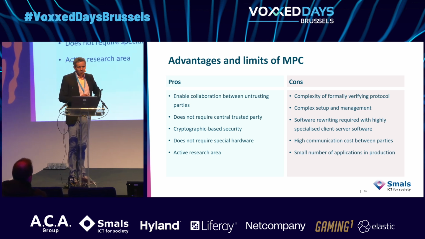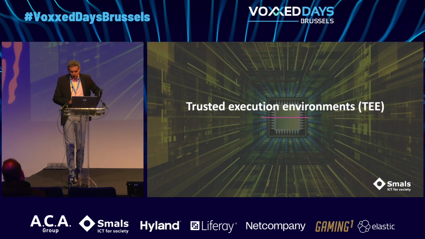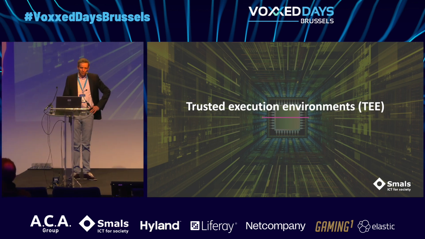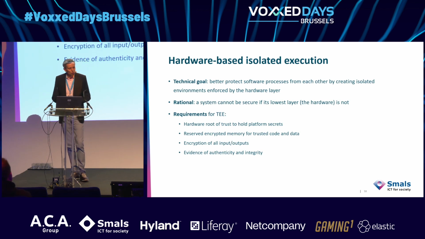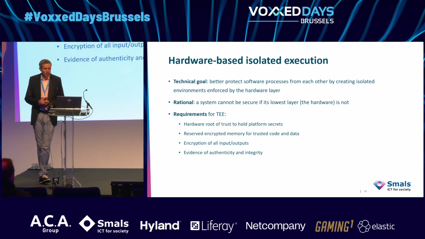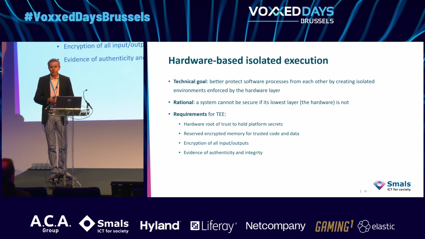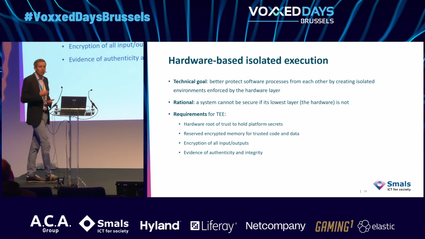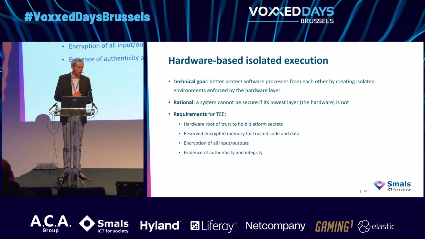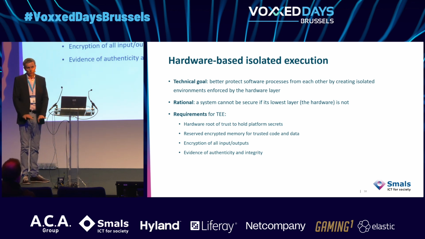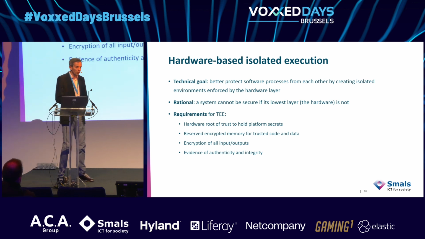So that's for MPC. And now we're going to look at trusted execution environment. Now we're going into the hardware side of things. And the goal here is to try to protect software processes from each other by creating a better isolated environment, and this isolation being enforced by the hardware. And it's not just protecting applications from each other, but it's also protecting the applications from the operating system, from the hypervisor. So from application with higher privileges. And the rationale here is to use the hardware because you cannot have a secure system if the lowest level of your system are not secure themselves. Hence, this additional protection provided by the hardware.